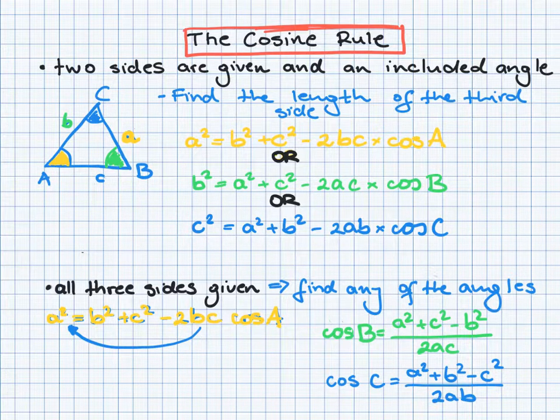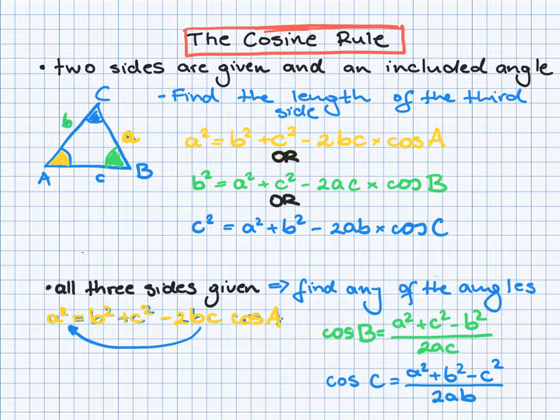Now, if we do have all three sides given, we can find any of the angles. If you want to remember the formulas, cos of B, cos of C, or cos of A, that's fine. But we can find the formula for any of the angles by rearranging. We're just going to go with this one here.